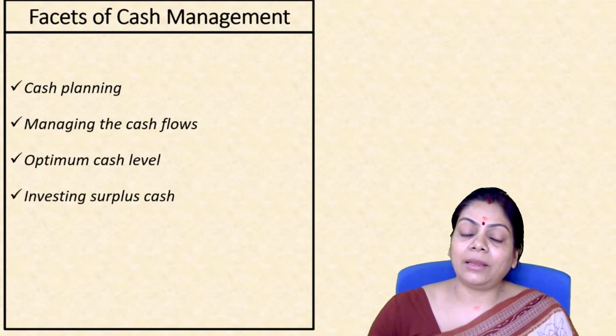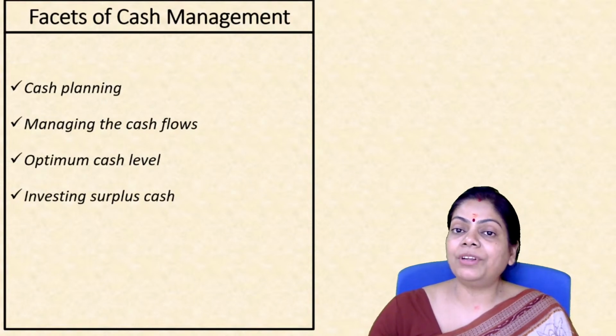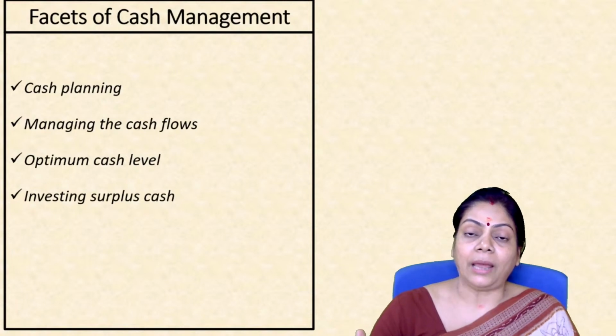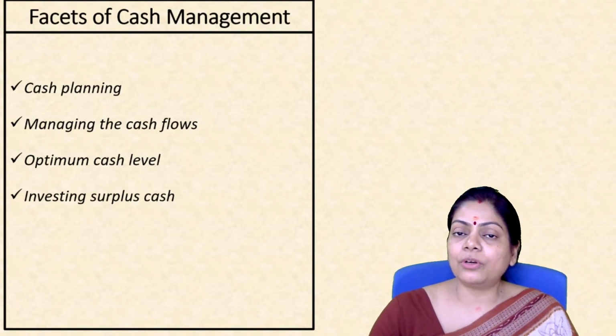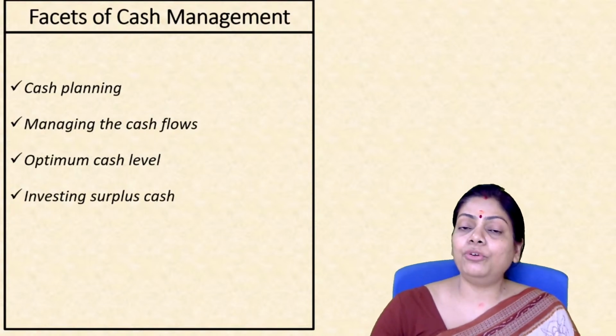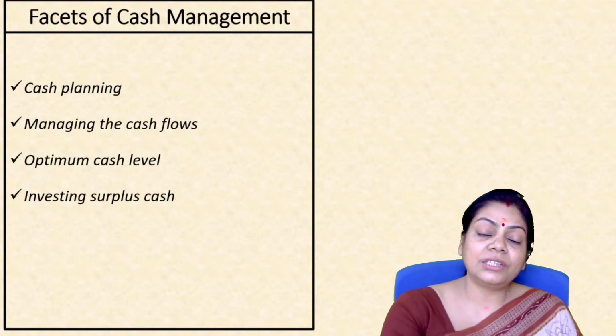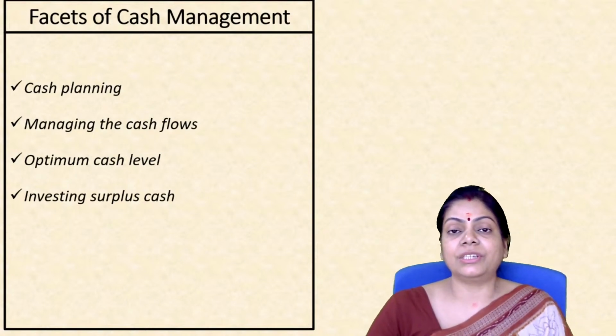Because I know that today my payment is 3 lakh and I don't have any receipt today, so I need to arrange. So I'm talking about cash management simply because my inflows and outflows are not matched. So how do you manage? What are the ways of managing? What are the strategies to manage? This is something that we'll be discussing in managing cash outflows.